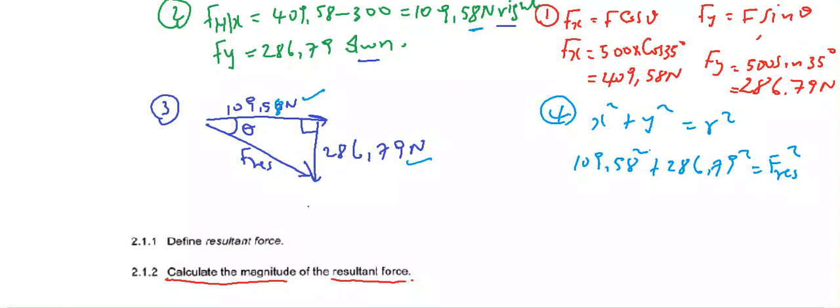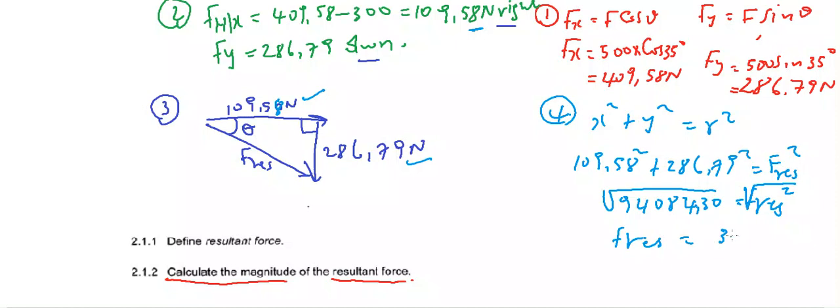When we press the calculator, we get, so we have F rest squared is equal to 94,084,30. Then we put the square root both sides. Then Fres is equal to, press the calculator, 306.73 newtons.